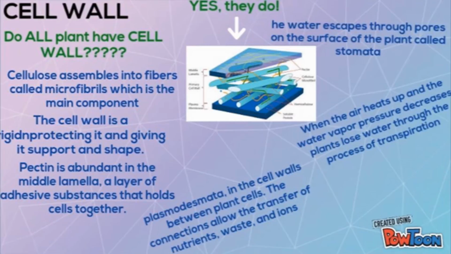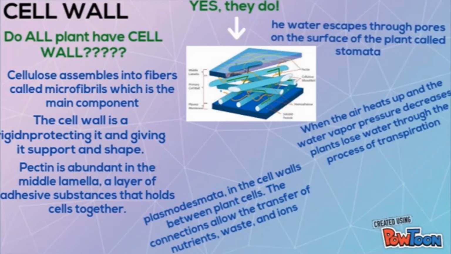There are small holes, called plasmodesmata, in the cell walls between plant cells. The cell membranes of neighboring cells are able to connect through these holes. The connections allow the transfer of nutrients, waste, and ions. Molecules can also pass through the spaces within the cell walls, avoiding the cells completely.